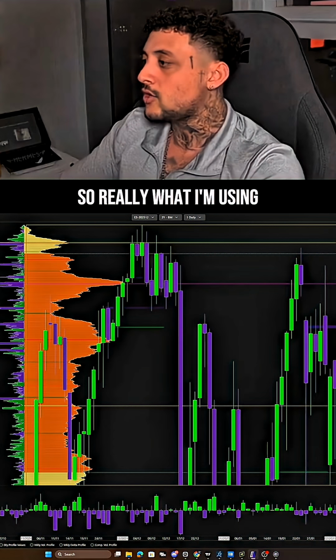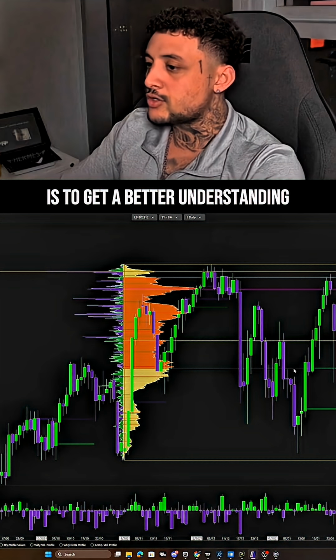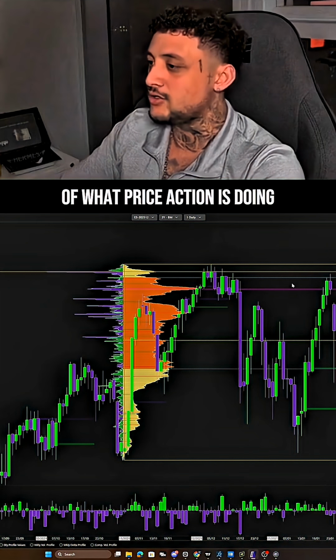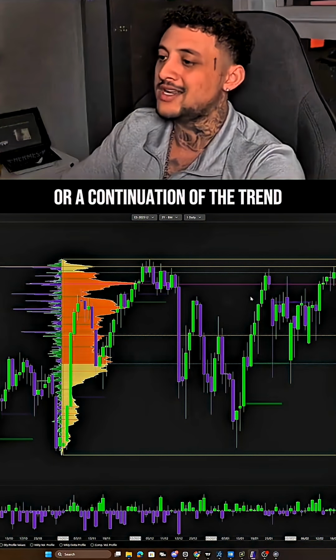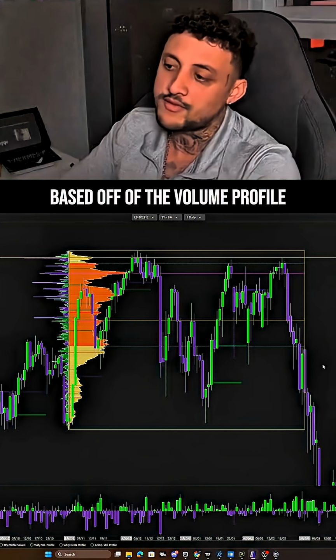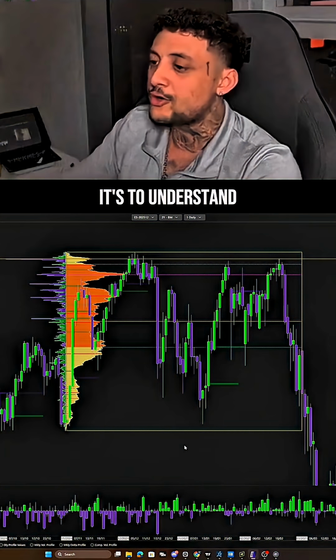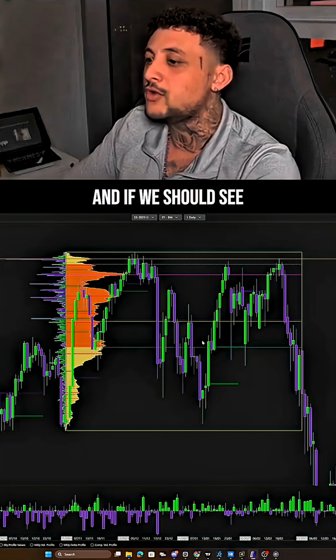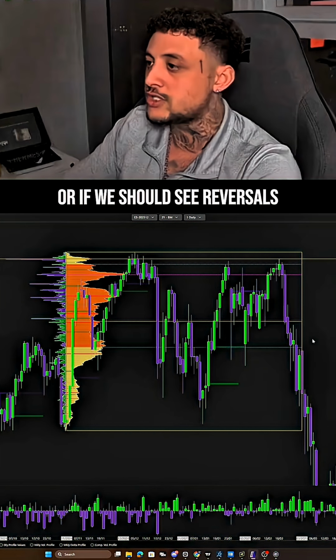So really what I'm using the daily profile for is to get a better understanding of what price action is doing, and if we should see a reversal or a continuation of the trend. It is as simple as that. It is not to look for entries based off of the volume profile on a fixed range on the daily time frame. It's to understand where we're trading and if we should see continuations in the direction that we're seeing, or if we should see reversals.